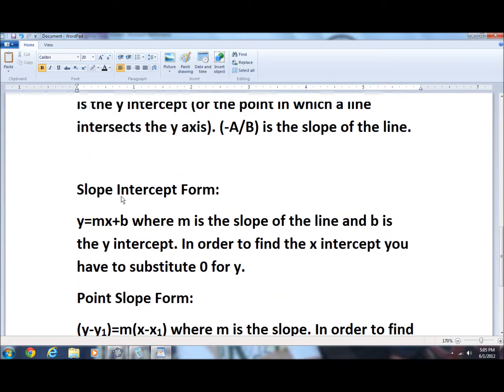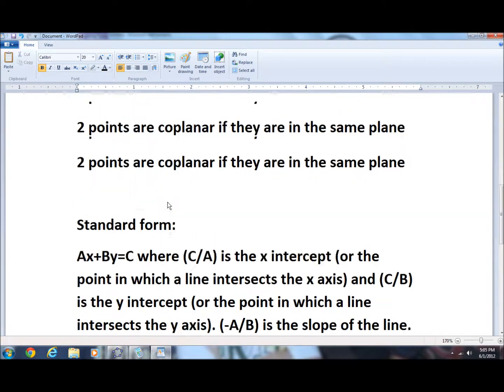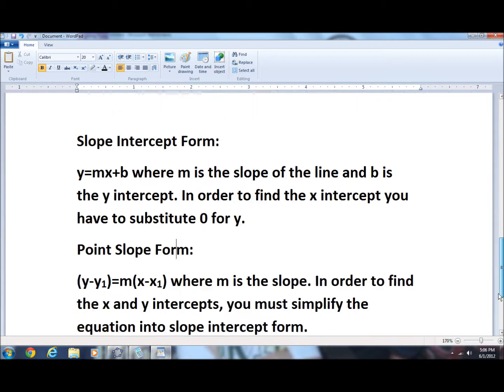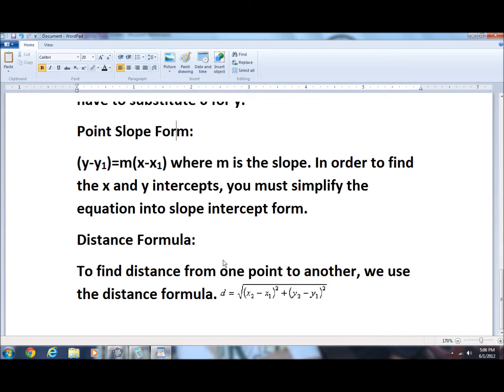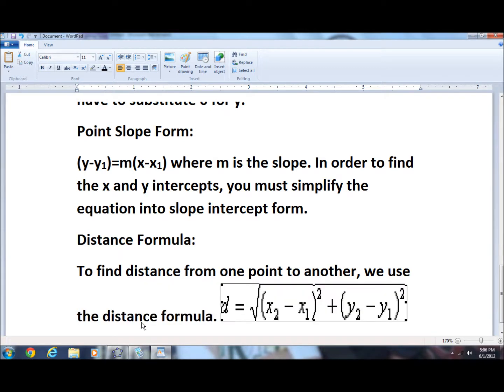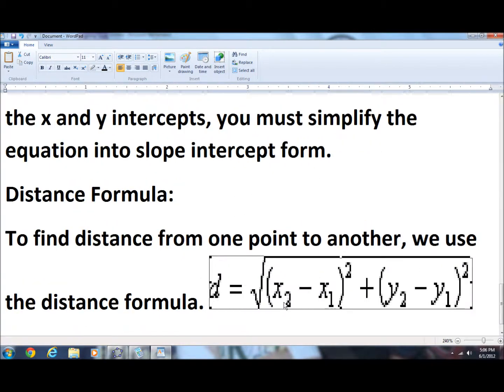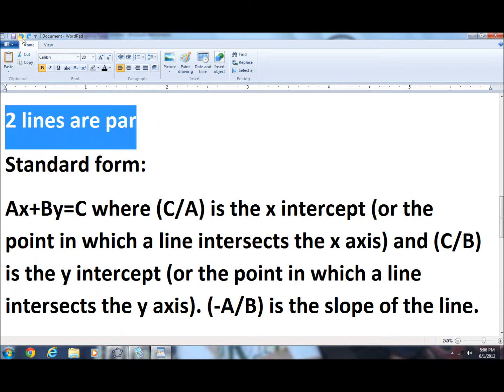Okay, so now that we know all these types of equations, how do we find the distance between 2 points? That's kind of interesting. The answer is using the distance formula. To find the distance from one point to another, we use the distance formula. And that formula is d equals the square root of x sub 2 minus x sub 1 squared plus y sub 2 minus y sub 1 squared.